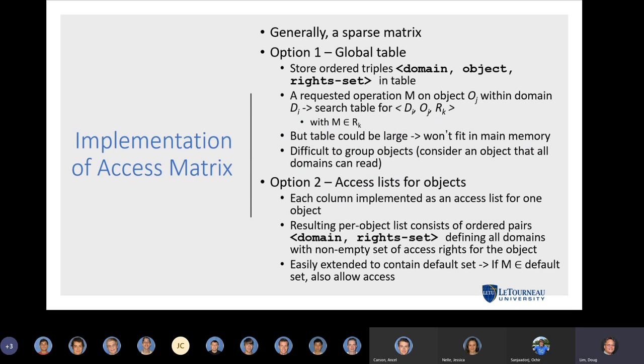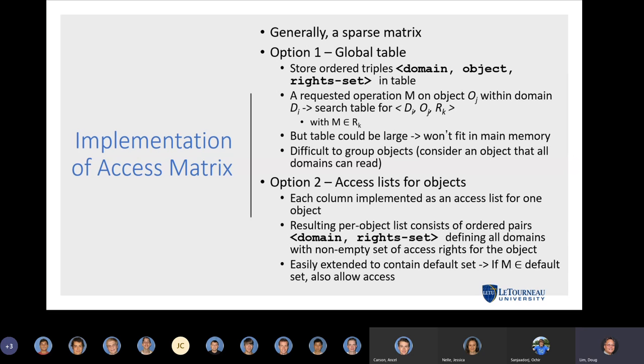So I talked about that generally the access matrix is a sparse matrix, that you have certain places where there's not any capability, and the table can get quite large, and so it wouldn't fit in main memory for efficiency purposes. So there are other ways besides a global table, and another one would be an access list for the objects, often referred to as an access control list.